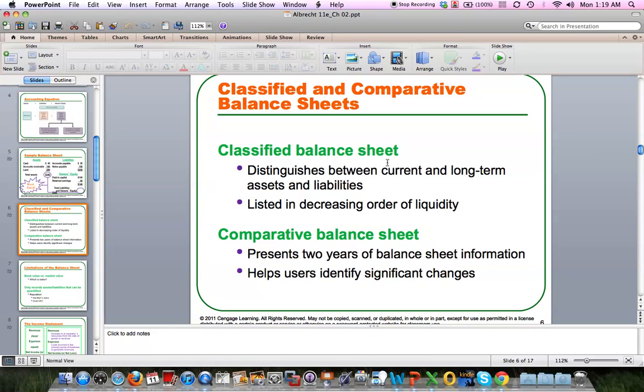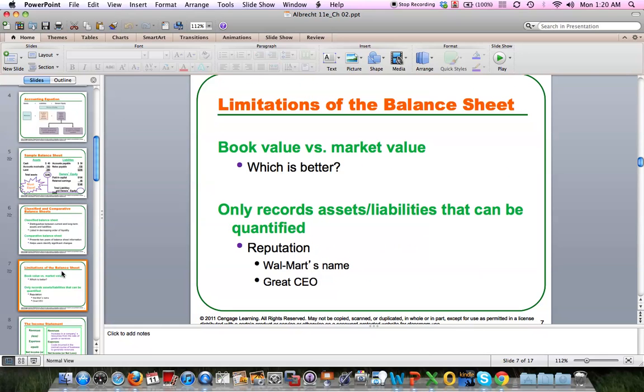Long-term assets are typically property, plant, and equipment, a building, land, expensive equipment. They will generally be around for a long time. Same thing with liabilities then. When is the liability due? Is it due within 12 months or less? It's a current liability. If it's due after 12 months, then it's a long-term liability. A comparative balance sheet simply shows 2 years of balance sheet information. And the reason that's useful is just to show significant changes from one year to the next.